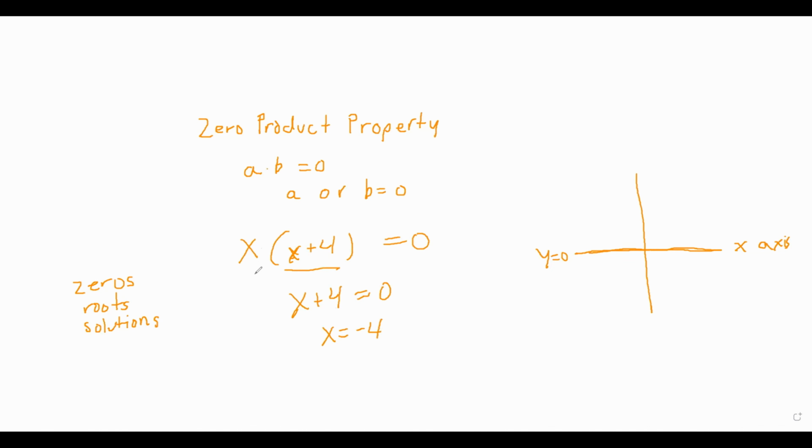But there's also another solution. So I want you to think for a few seconds. How can we make the other side equal to 0? If we set x equal to 0, we'll find the whole expression will be equal to 0. 0 times 4 is 0. So our solutions for that one will be negative 4 and 0.